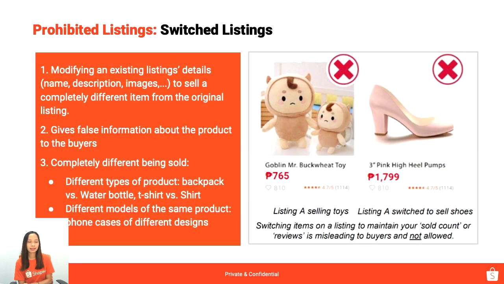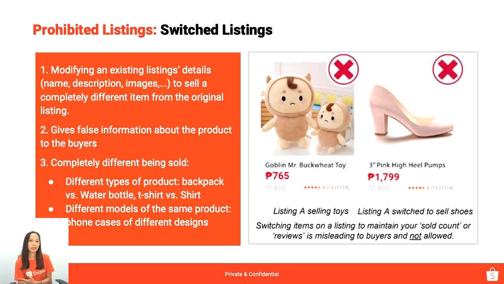Next is switch listings. So as mentioned a while ago, meron tayong minomodify na existing product. So let's say meron akong stuffed toy, si Goblin Mr. Buckwheat toy, na meron na siyang mataas na rating. So here we have 4.75 yung ratings niya. So mataas yun. And assuming na meron na siyang sold na let's say 2,000 items. So it gives your buyers confidence to buy your products.